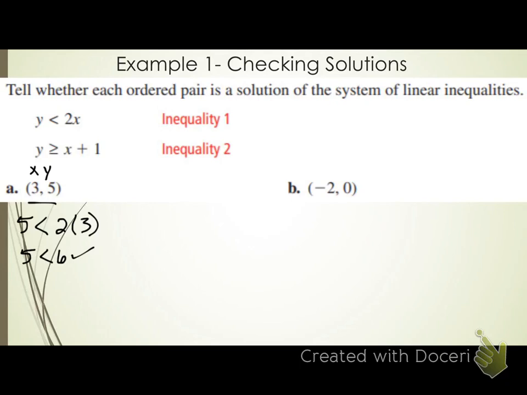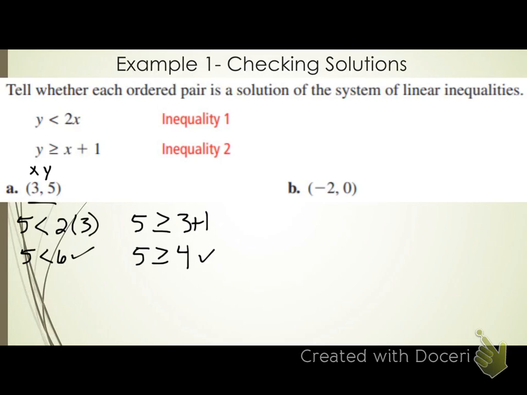Does that automatically make it a solution to my system as a whole? No. So what do I need to do? I've got to check the second one still. Once again, what am I replacing y with? 5. What am I replacing x with? 3. And then I work out both sides of the inequality. What's 3 plus 1? 4. 5 is greater than or equal to 4. Is that true or false? True. 5 is greater than or equal to 4.